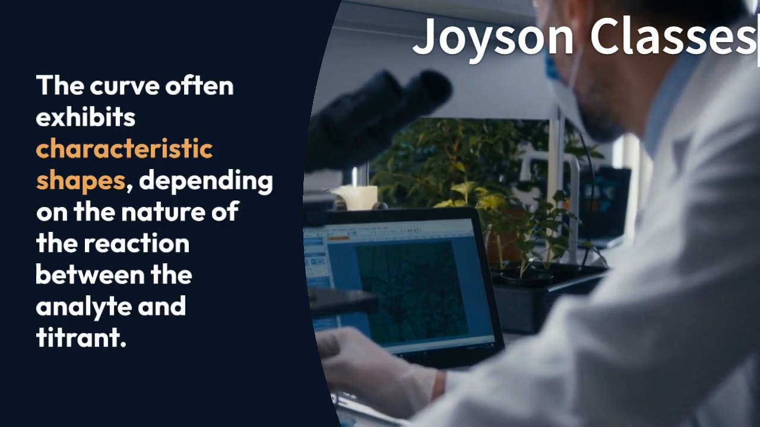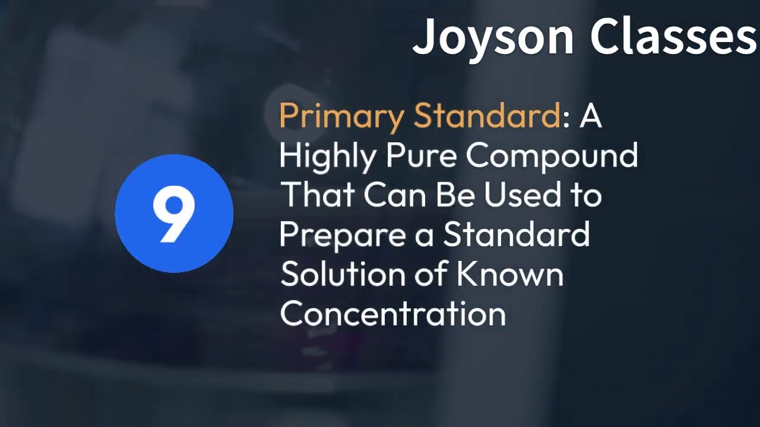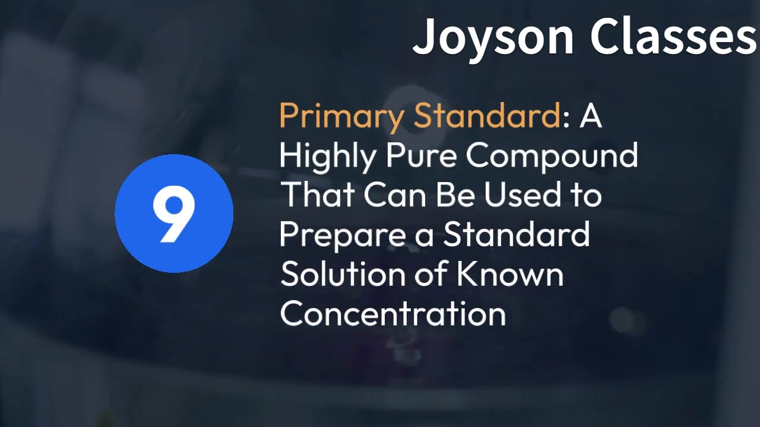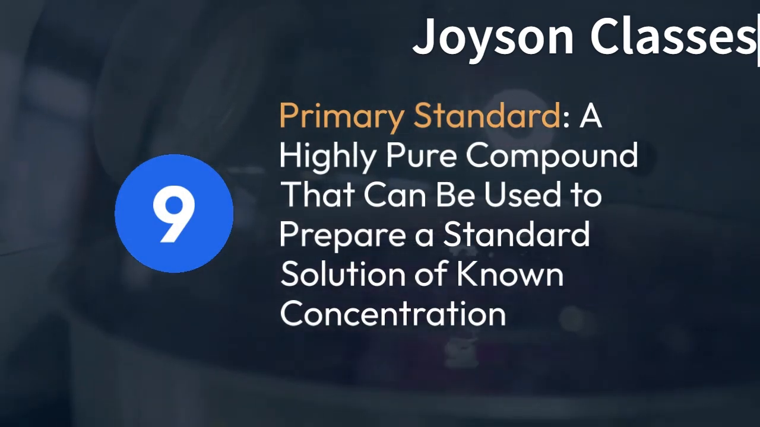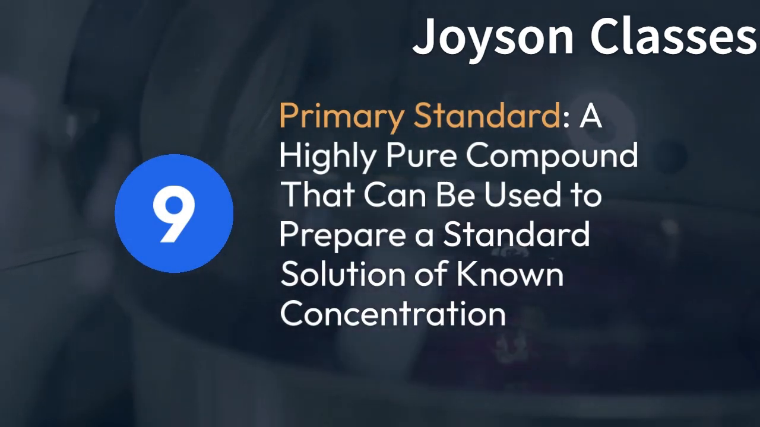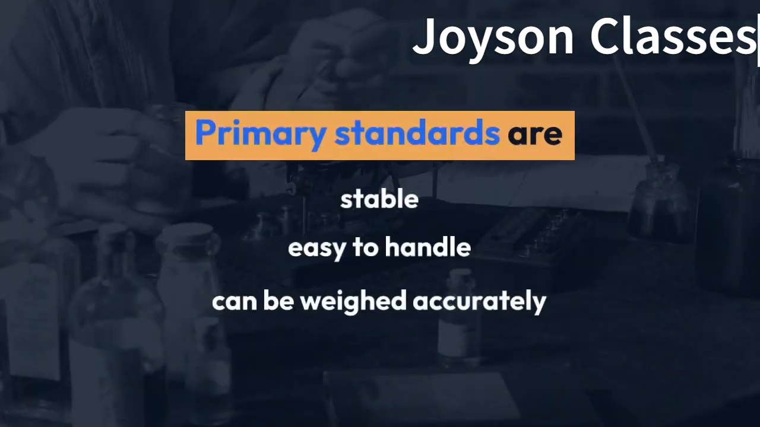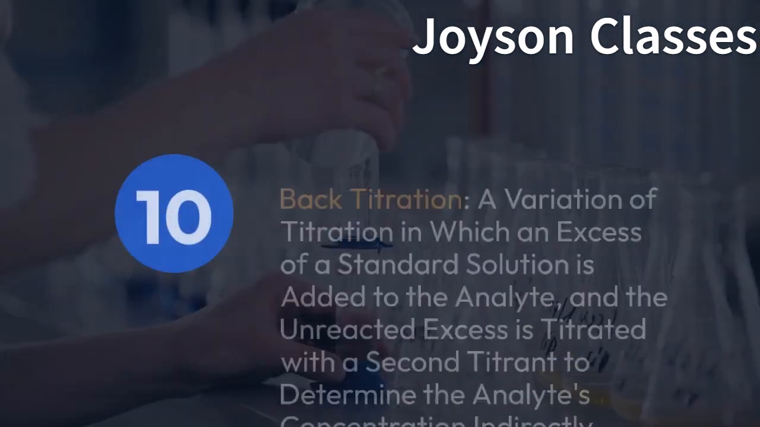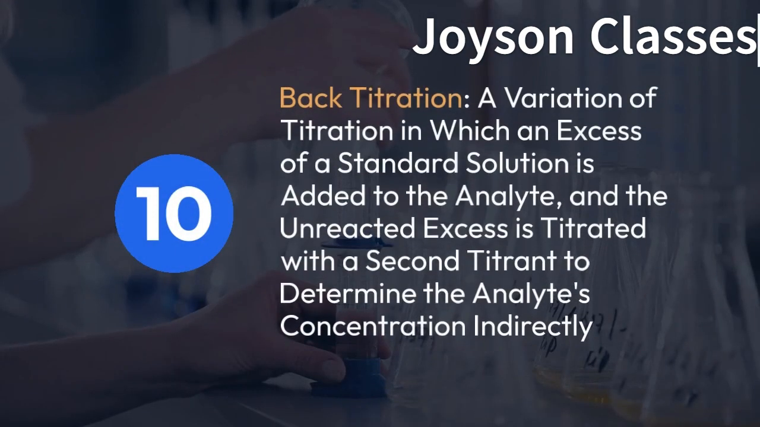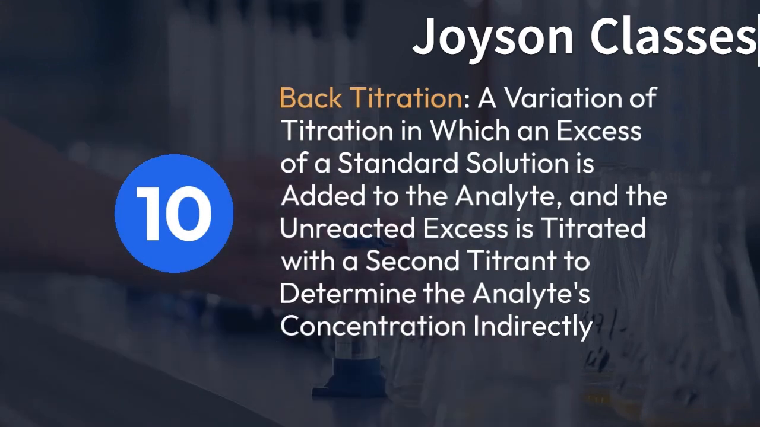9. Primary standard, a highly pure compound that can be used to prepare a standard solution of known concentration. 10. Back titration, a variation of titration in which an excess of a standard solution is added to the analyte, and the unreacted excess is titrated with a second titrant to determine the analyte's concentration indirectly.